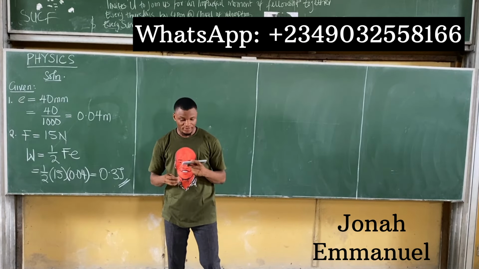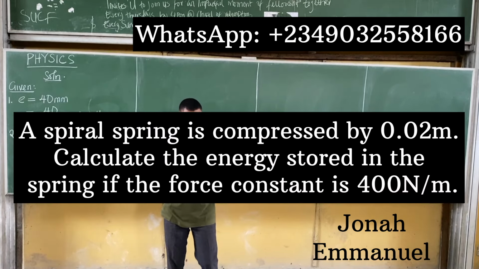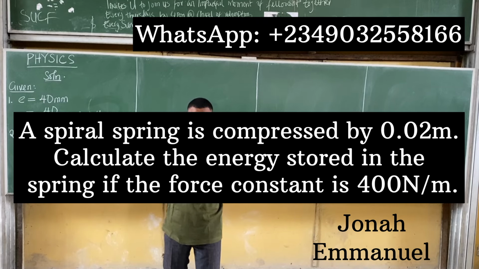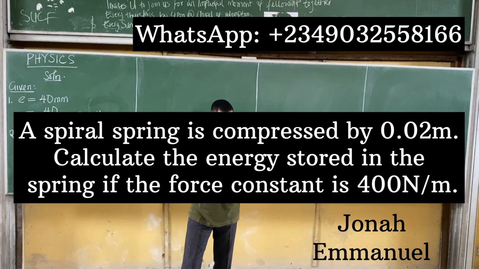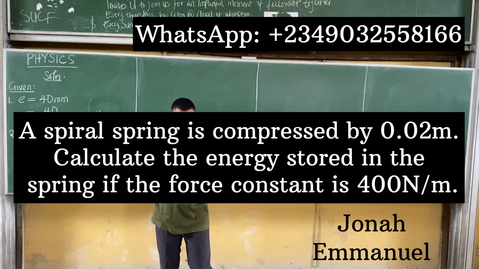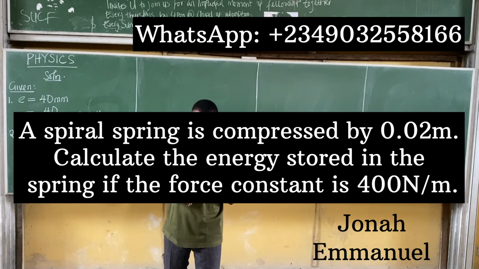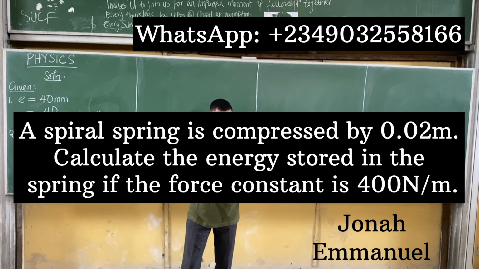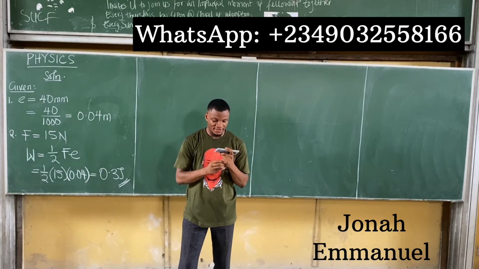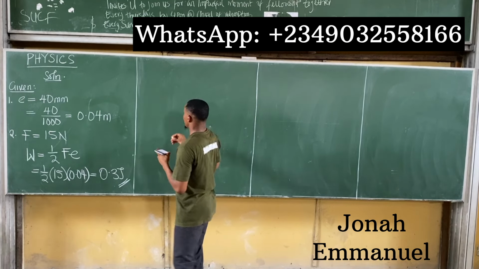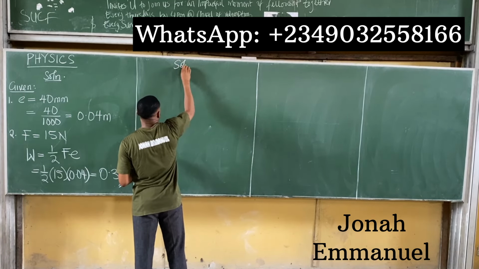Let's try yet another example. All right, so let's try this example. This question says a spiral spring is compressed by 0.02 meters. Calculate the energy stored in the spring if the force constant is 400 newton per meter. This is a GCE question. All right, let's try this. Solution.